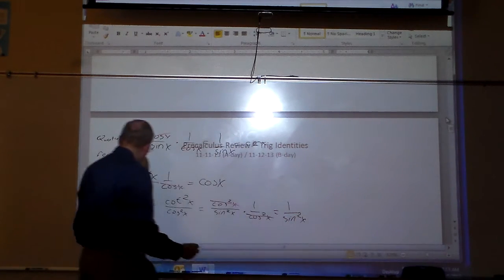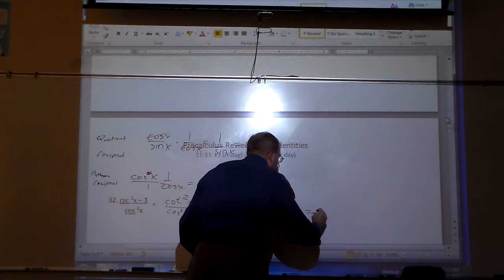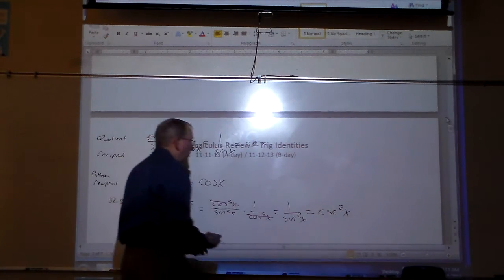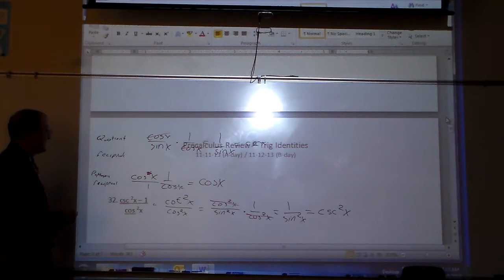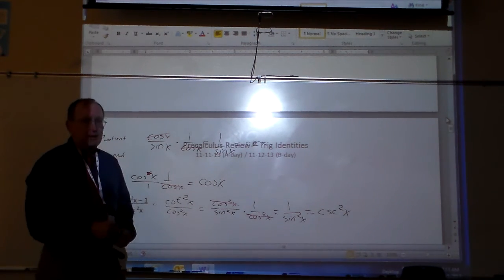And if I think about my reciprocal identity for sine squared, it would simply then be cosecant squared x. Most of these are going to be using the reciprocals, quotient or Pythagorean ones to simplify the problem.